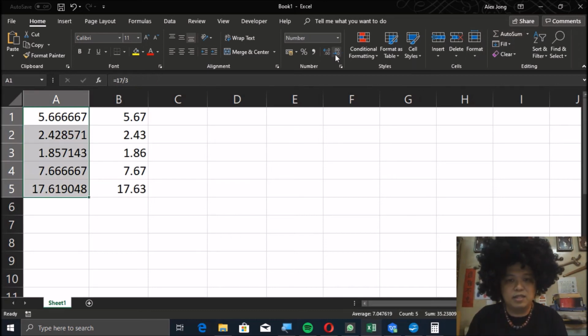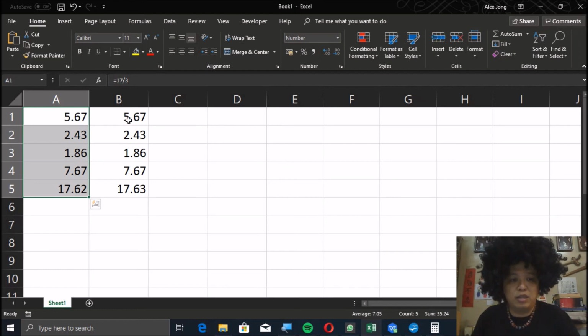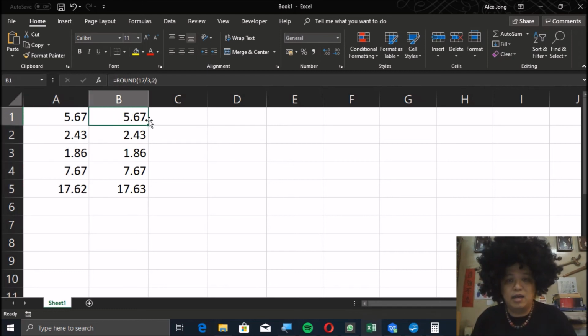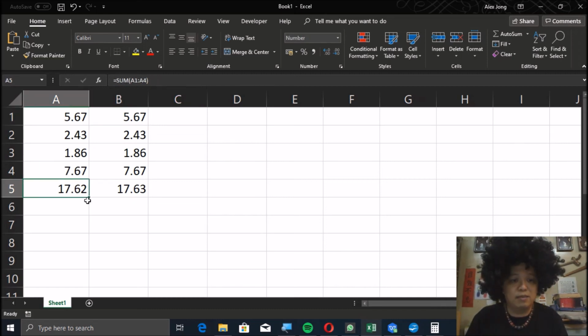17.63. This is just a tip, okay, on making sure that when you do future calculations, especially when you have a lot of decimals, try to use ROUND to round the numbers so that you won't get into this type of situation whereby you actually make a loss instead of a profit.